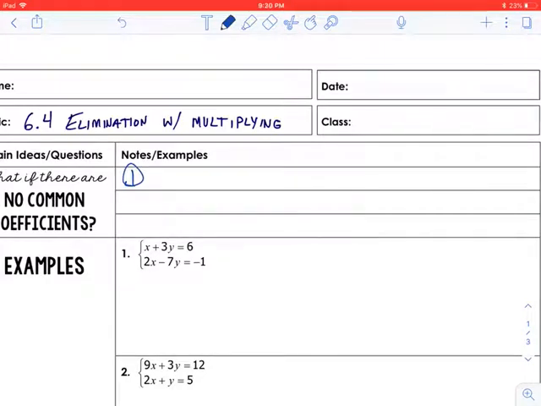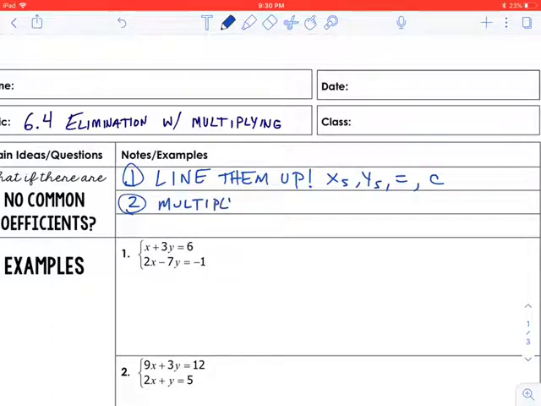So step 1, we are still going to make sure they're lined up. So line them up. Them meaning the x's, the y's, the equal signs, and the constants. Step 2, multiply to make opposites. Okay? And that'll make more sense once we have a few examples, but multiply to make opposites.